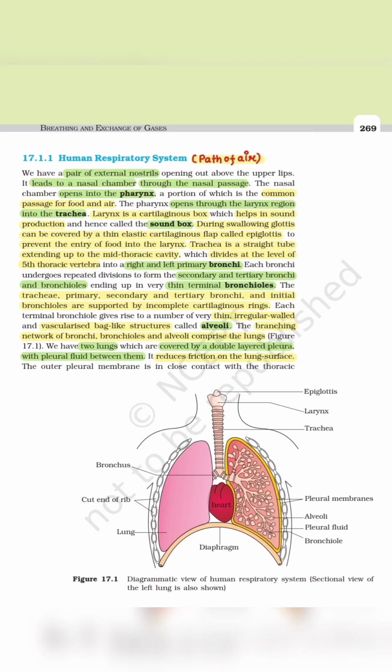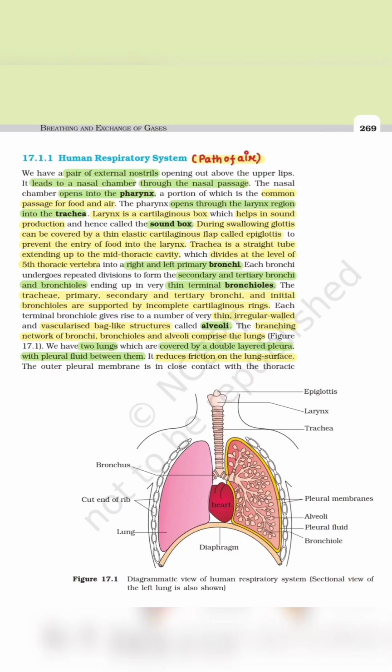The trachea, primary, secondary and tertiary bronchi and initial bronchioles are supported by incomplete cartilaginous rings. Each terminal bronchiole gives rise to a number of very thin, irregular walled and vascularized bag-like structures called alveoli. The branching network of bronchi, bronchioles and alveoli comprises the lungs. We have two lungs which are covered by a double-layered pleura with pleural fluid between them. It reduces friction on the lung surface.